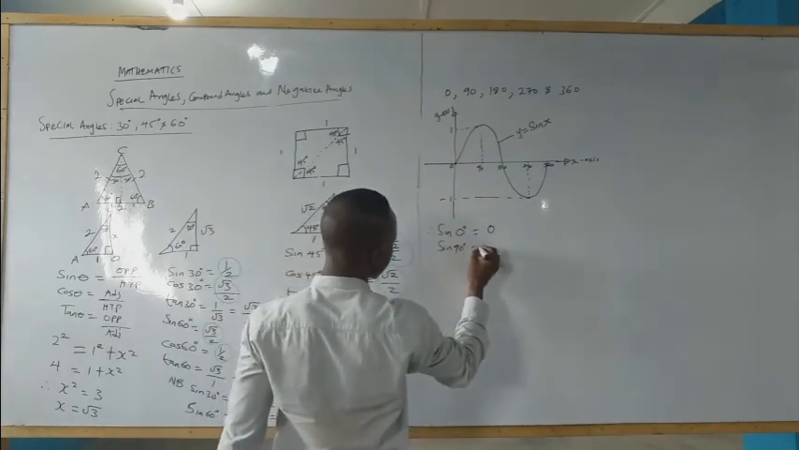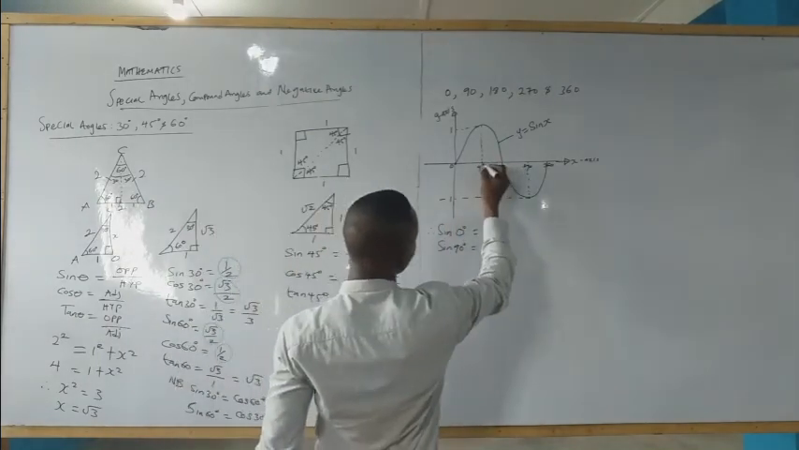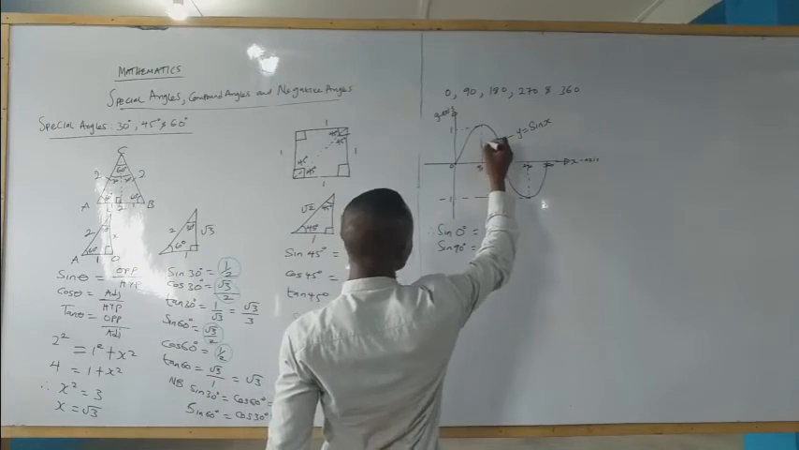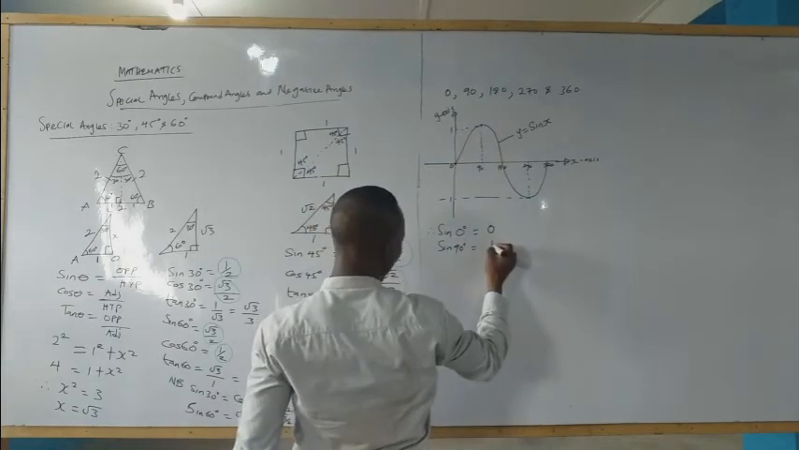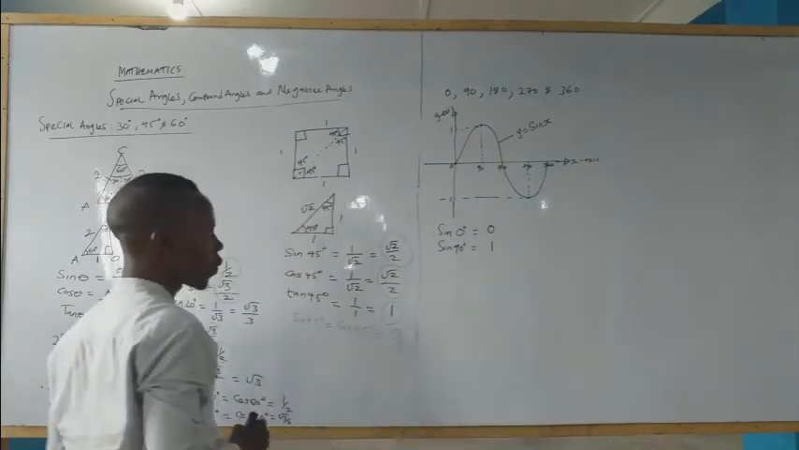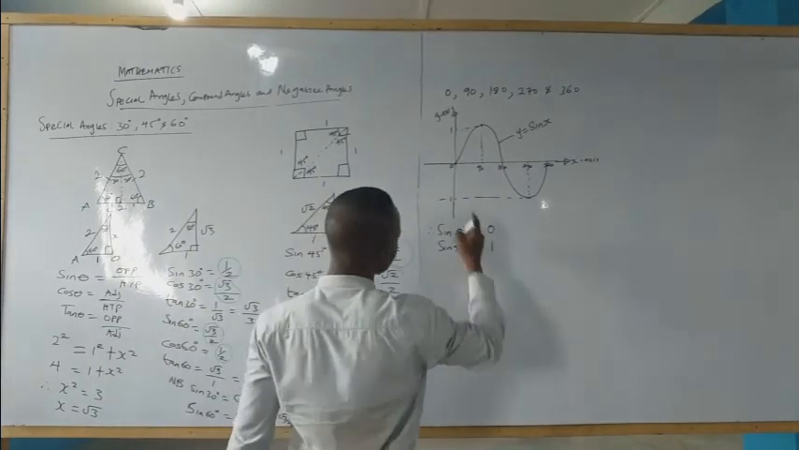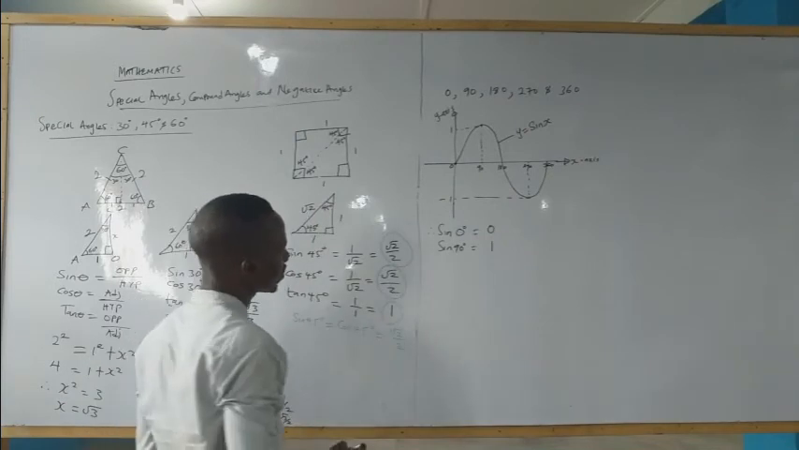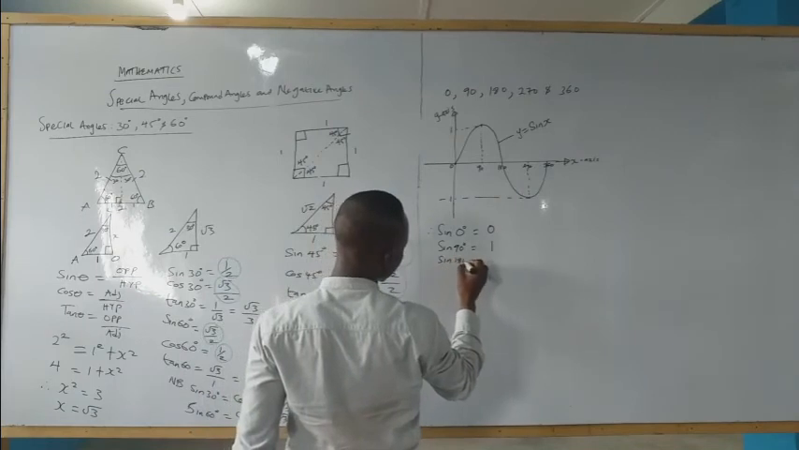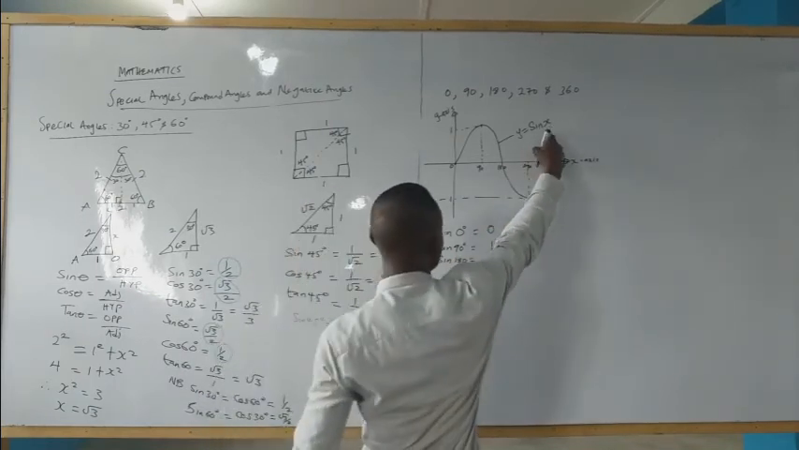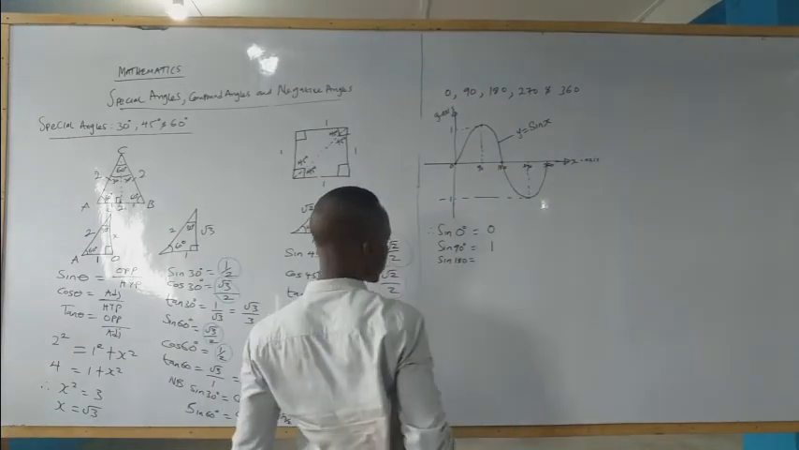Then again I have 90. Sine 90 degrees is where the x-axis meets 90. I'm tracing this up. We meet here, then what is y at that point? Y is equal to 1. So when x is equal to 90, then y is equal to 1 from this equation. Then again we have 180, sine 180. When x is equal to 180, what is y? Y is 0.